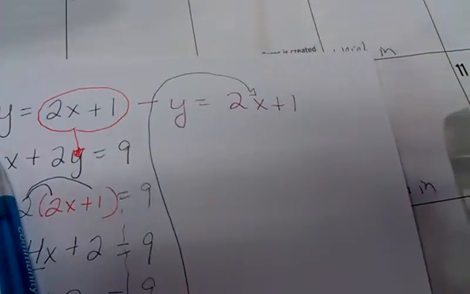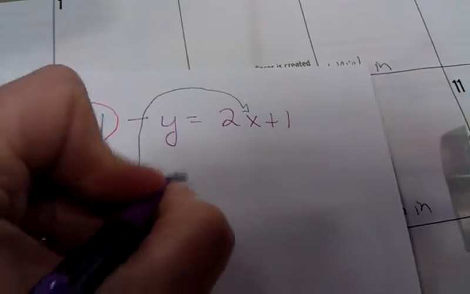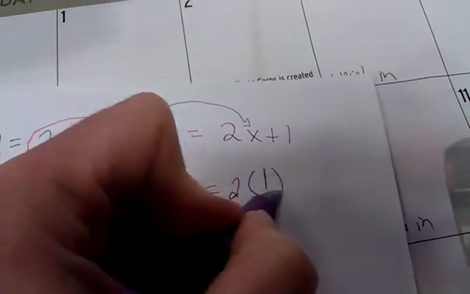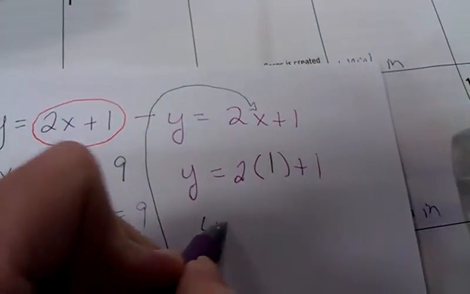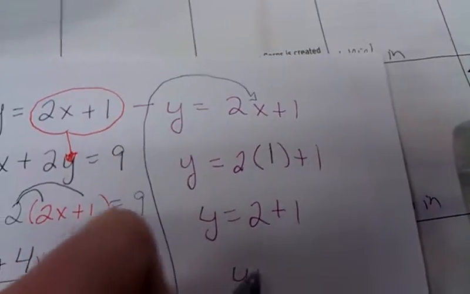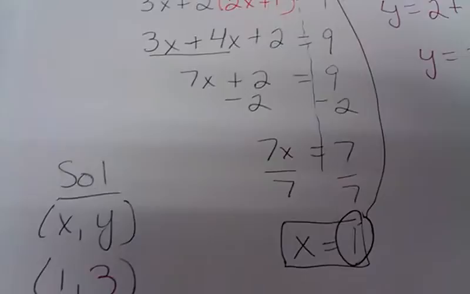So I know that x equals 1. I will circle that, and I'm going to bring it up here and put it into my equation. I have y equals 2 times 1, because x is 1, plus 1. 2 times 1 is 2, plus 1 is 3. Y is 3. So I will put that here. My solution is 1, 3. Now let's do one more.